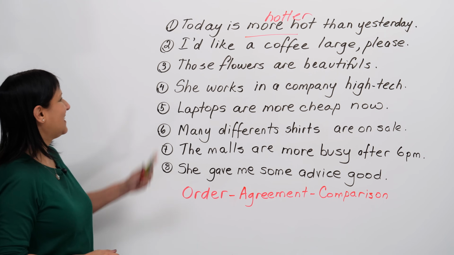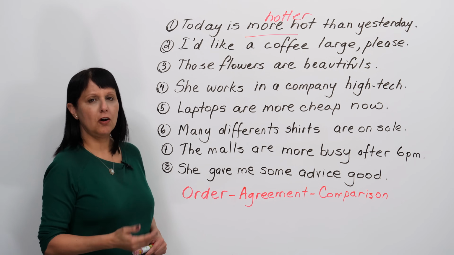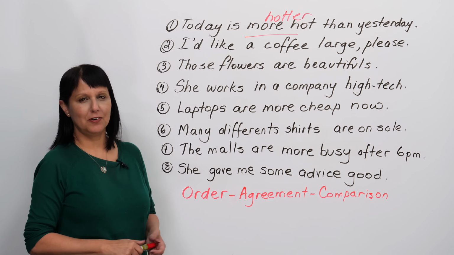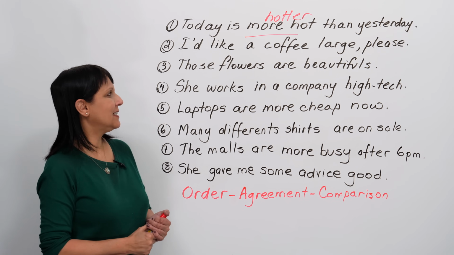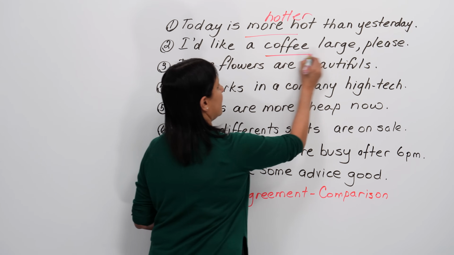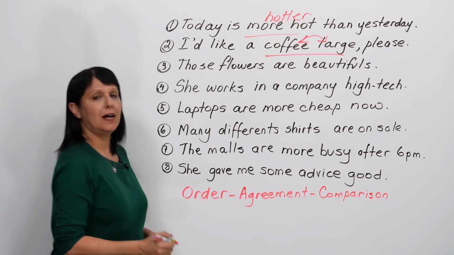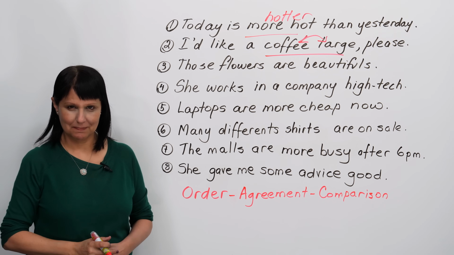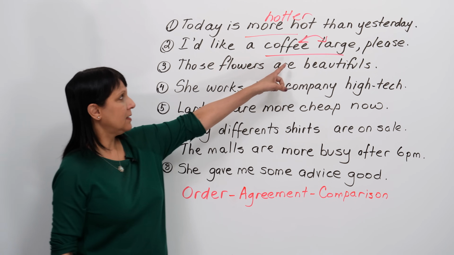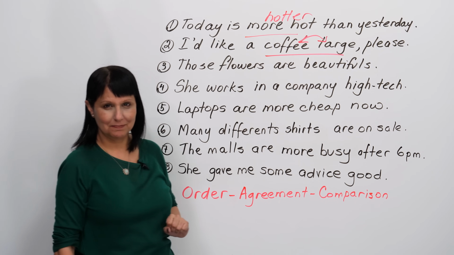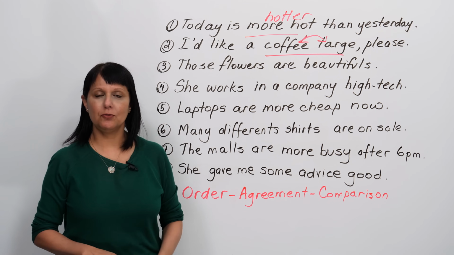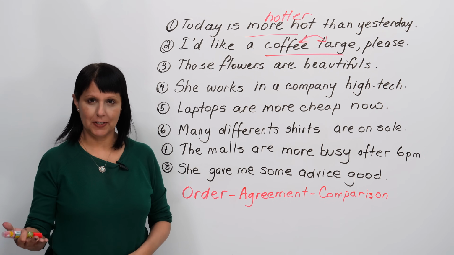Good. Okay. Number 2. I'd like a coffee large, please. So, this friend of ours also made a mistake. Can you correct it? It should be, I'd like a large coffee, please. I'd like a large coffee, please. So what happened here? Here, the order was wrong. Here, it was comparison. Okay? So, say this one after me. I'd like a large coffee, please.